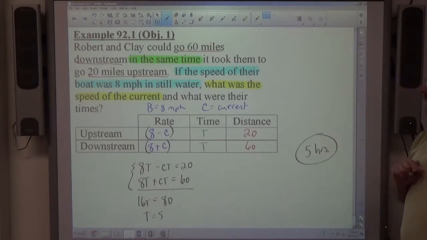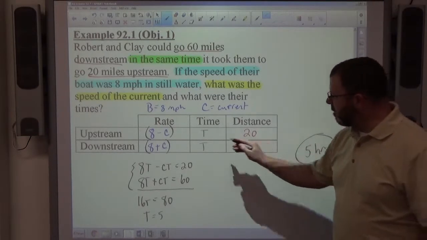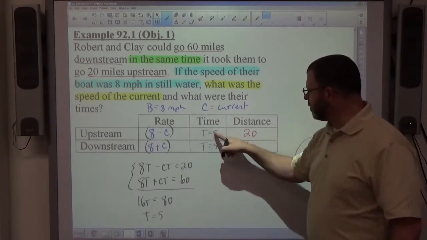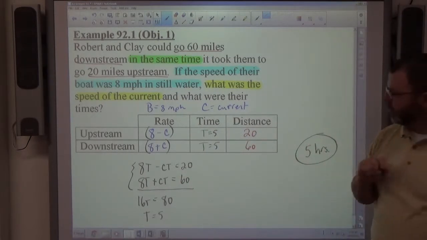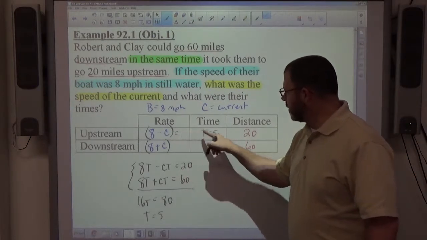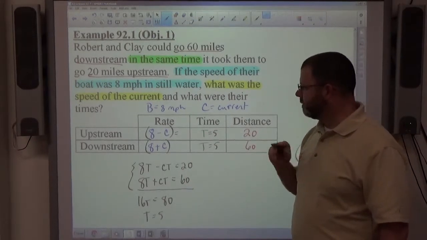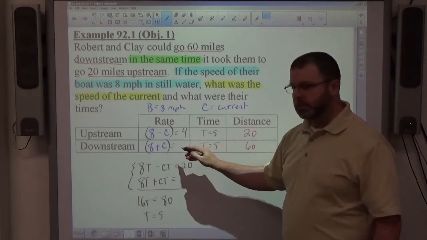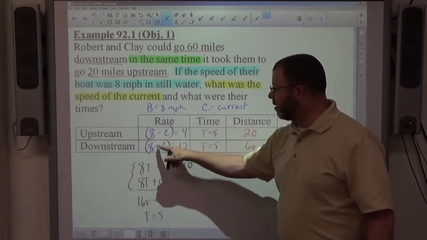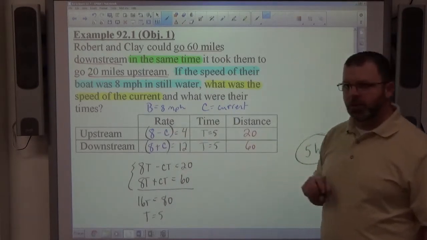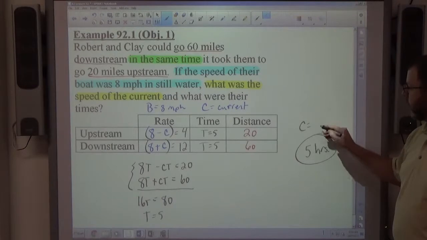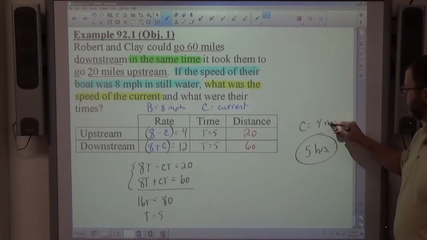The other question they ask us is how fast was the current? So if I know the time equals 5, and I know rate times time equals distance, right? What number times 5 equals 20? 4. What number times 5 equals 60? 12. So either 8 plus c equals 12 or 8 minus c equals 4. What does c equal? 4, right? 4 miles per hour.